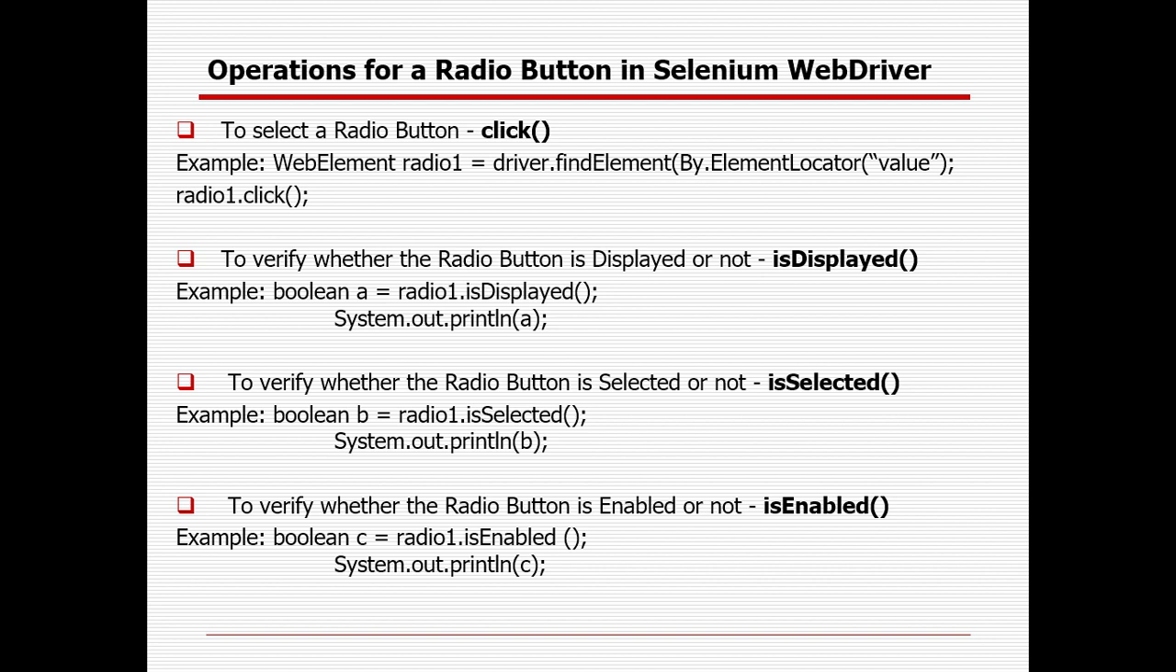And if we want to select a radio button, we have to click on that. But if we click on another radio button, the previous one will be deselected automatically, because it is a radio button. Only one option can be selected at the same time.